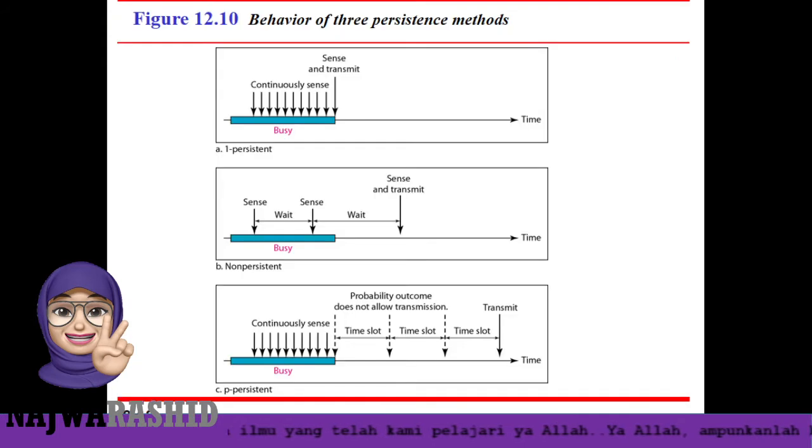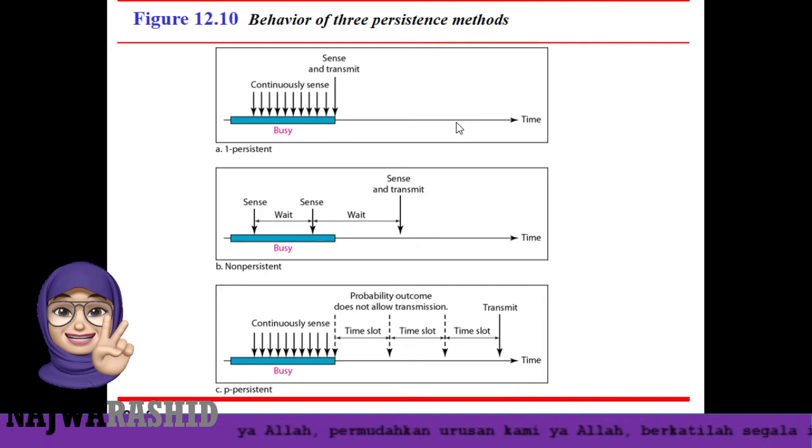Now look at these figures. Figure A is for one-persistent, B for non-persistent, and C for p-persistent. Look at figure A, one-persistent. All the stations in the same network will continuously sense the medium or the line. It stays busy until it reaches this point where it is idle, so it transmits the frame immediately.